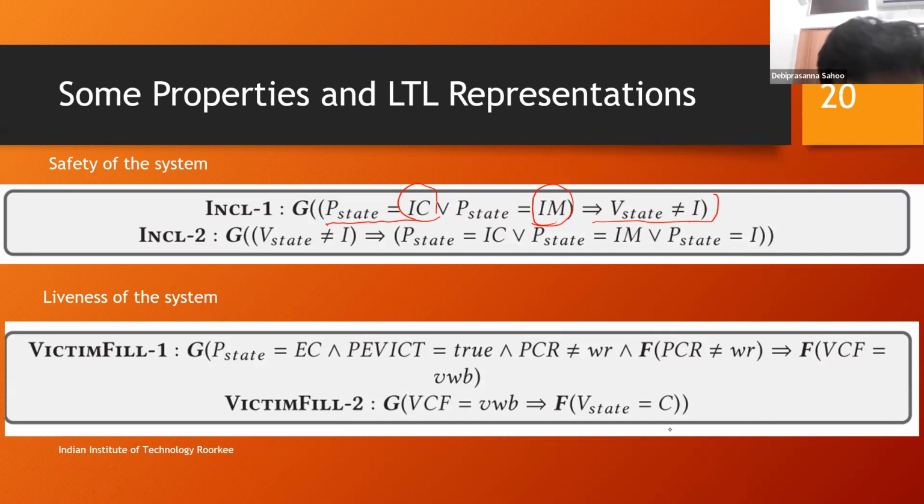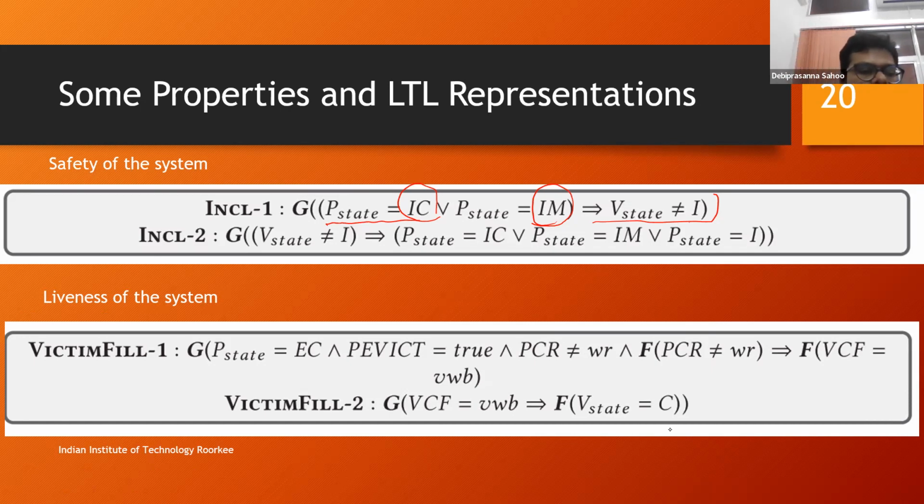So in that case, what is going to happen? You might have the line in EC state, exclusive clean state, in the predecessor cache, and now you evict it. P-evict becomes true. And at that point of time, you do not generate any write. Then F means in future, you are going to see a victim cache fill with a signal called victim write back from the predecessor cache. Okay. And that victim cache fill will in future write the line into clean state in the victim cache.